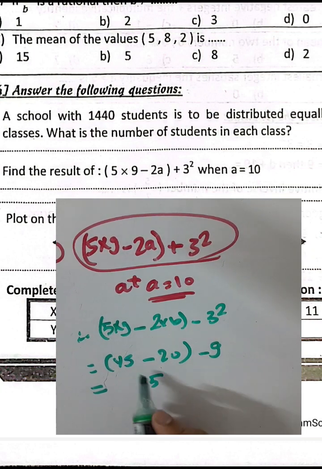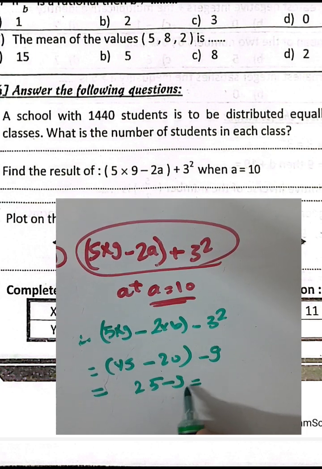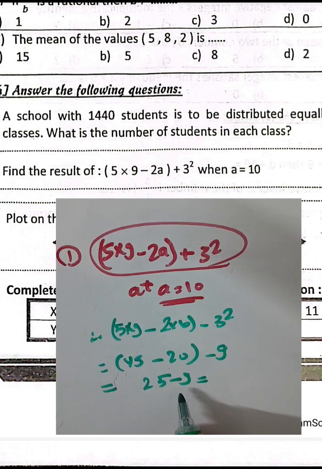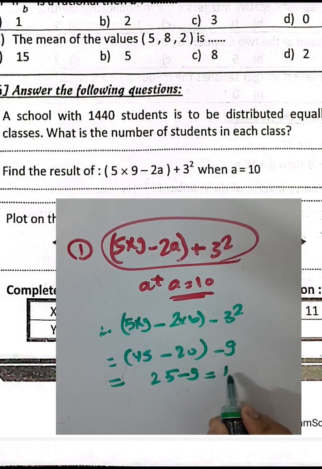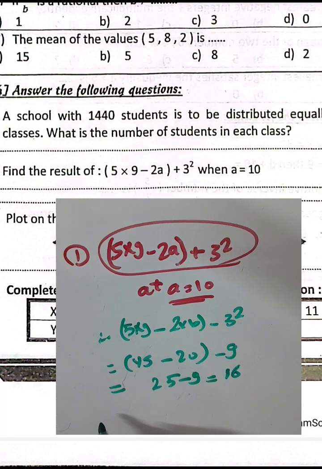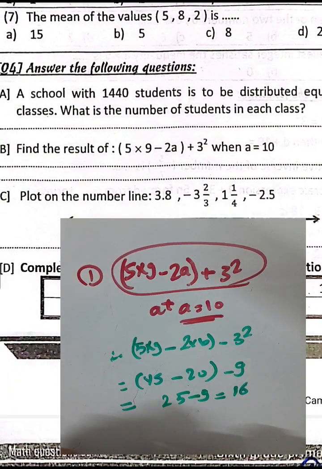45 minus 20, it will be 25. Then 25 plus 9. 25 plus 9, it will be what? It will be 34. The result will be what? 34.